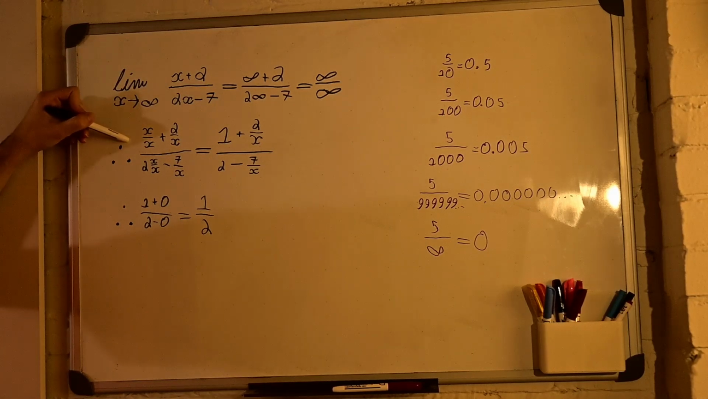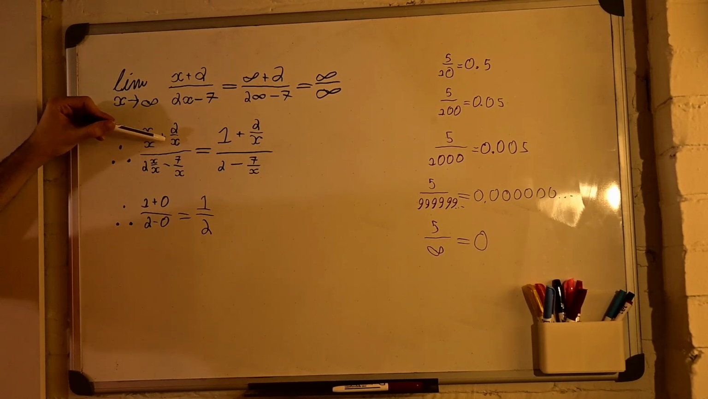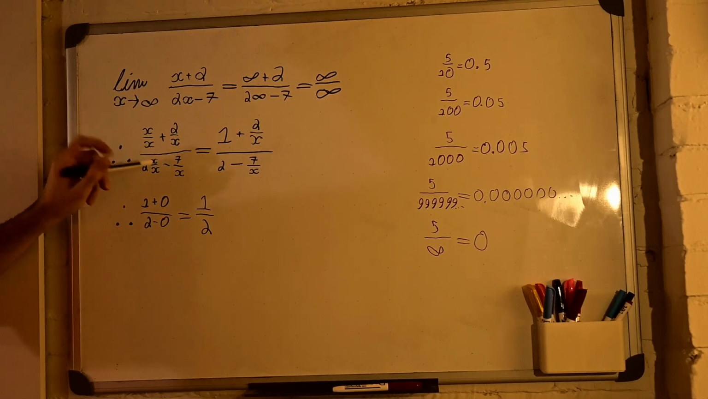So that's what we have right here. We have x divided by x, right? Because that's what I just said. And we have 2 divided by x. Then over here we have 2x, right? We divide it by x. And we have minus 7 divided by x. So that's what we have.